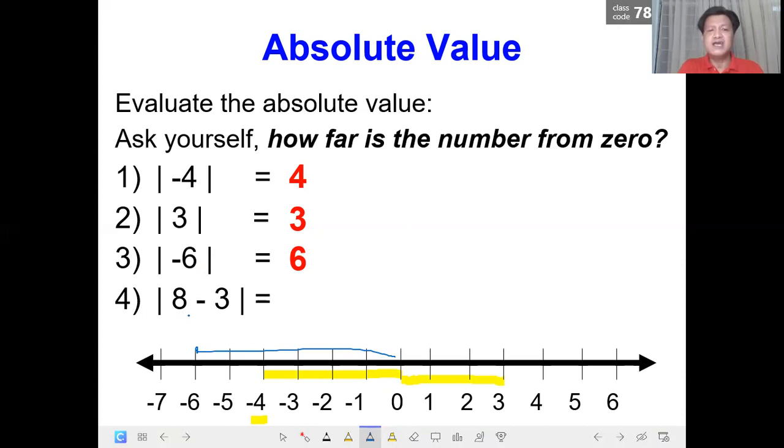Kaya nga 8 minus 3, kaya magiging itsura niya ay 5. Naka-absolute value pa rin siya. Kapag nilabas mo yung absolute value of 5, that is positive 5. So ito na yung representation niya.